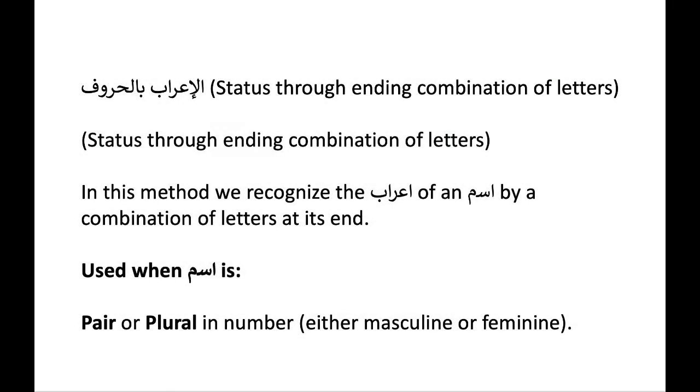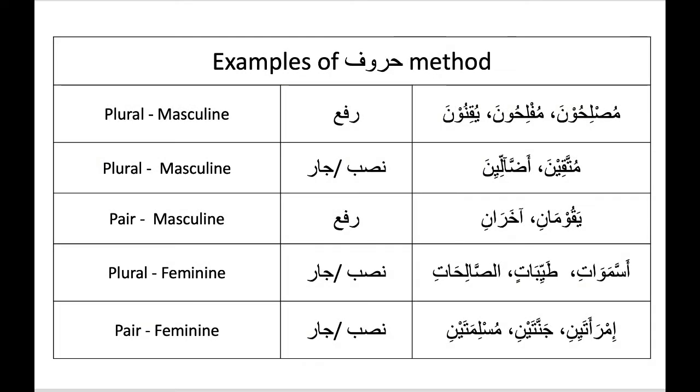The second way of recognizing i'rab of an ism is al-i'rabu bil-hurufi, status through ending combination of letters. In this case, we recognize the i'rab of an ism by a combination of letters at its end. This method is used if the ism is pair or plural in number, either masculine or feminine. Examples of al-hurufu method. There are three examples here of plural masculine.